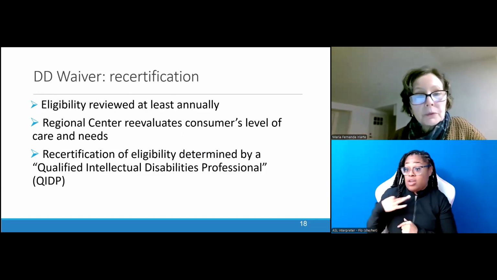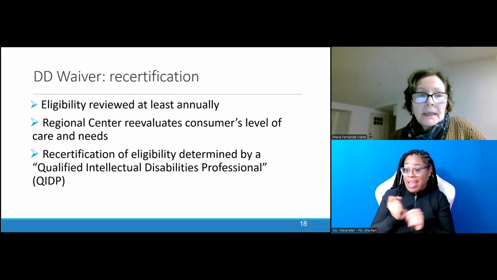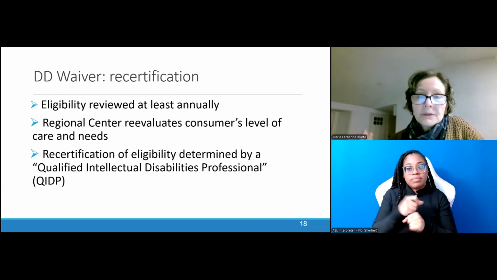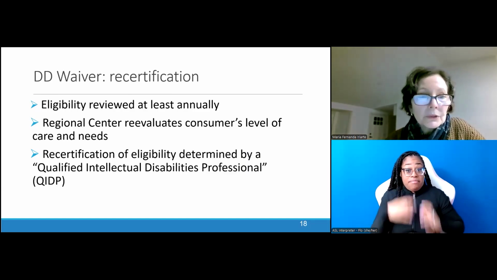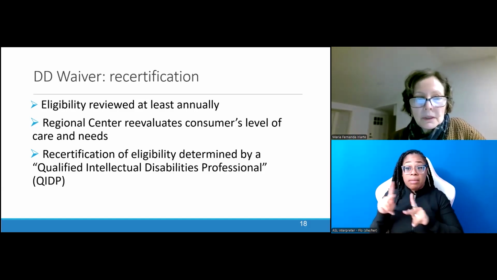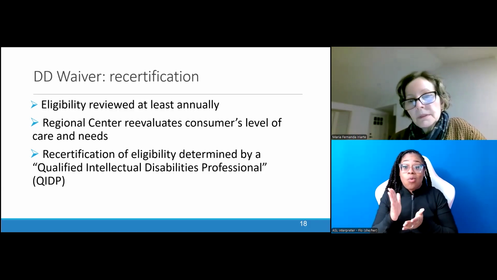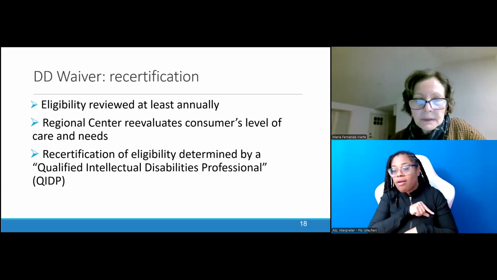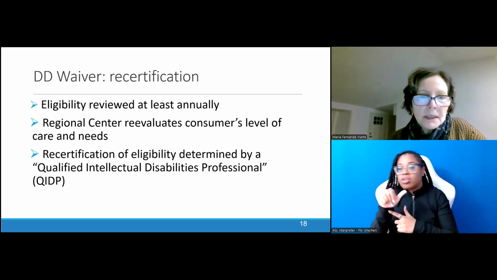Eligibility will be reviewed at least annually. They have to make sure that the consumer still meets the waiver criteria. And there are people at the regional center, they're called qualified intellectual disabilities professionals. They are the experts on waivers.